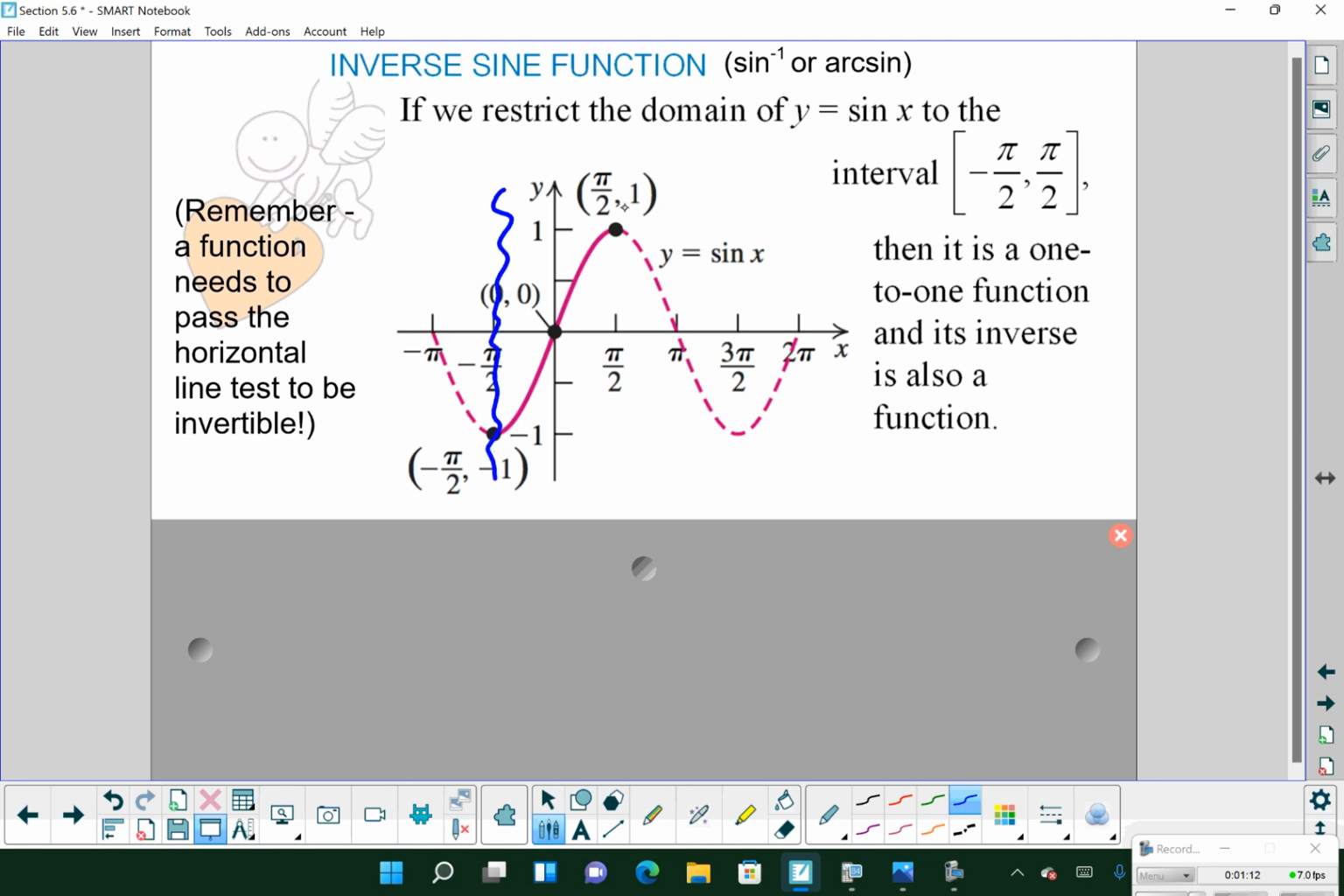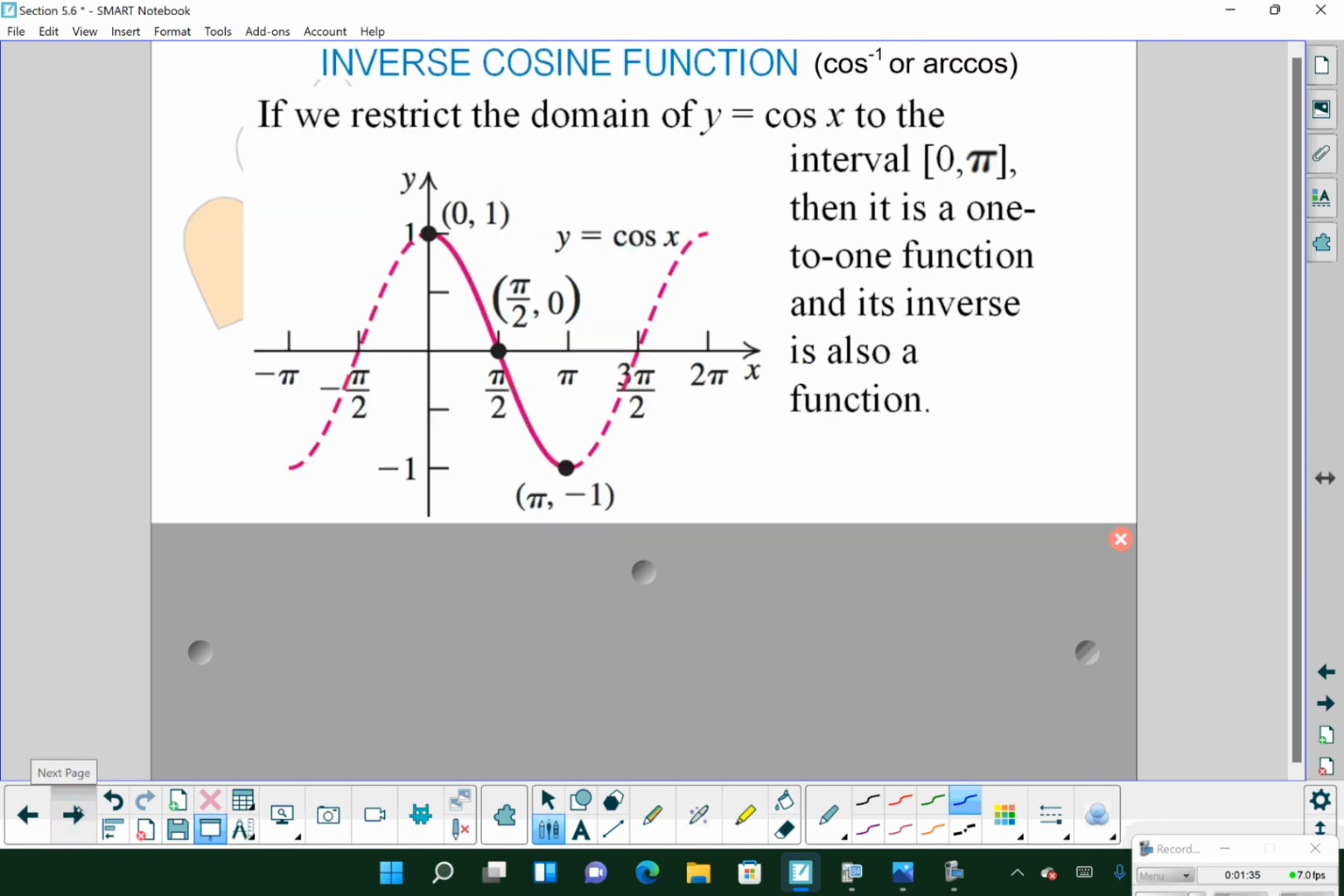So we're only going to use this portion of the graph between negative pi over 2 and pi over 2. And then if I use that portion, you can see no matter where I draw a horizontal line, I would only touch one part of the graph at a time, so it would pass my horizontal line test. So the domain we're restricting sine to is negative pi over 2 to pi over 2 when we find an inverse. And the same goes for cosine.